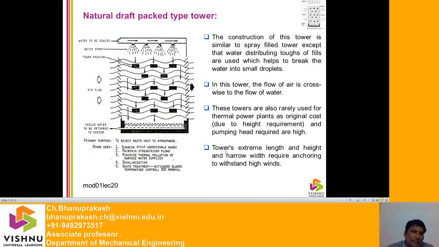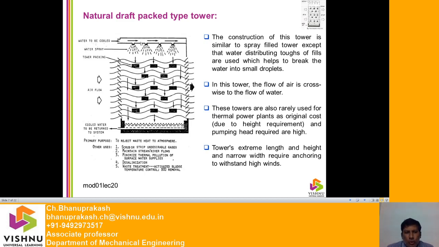Now the next one is the natural draft packed type tower. The name itself says it. What is the difference between that tower and this tower? Only the packing. You can observe the packing here. There are a number of packings, and from the packings also the water will be sprayed. The water will be coming from these particular packings.